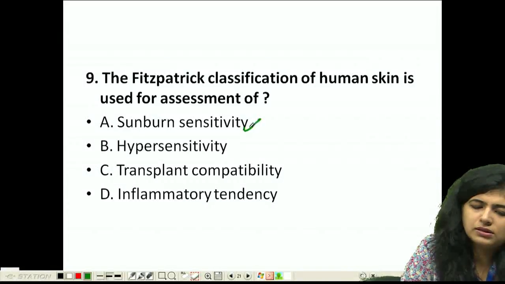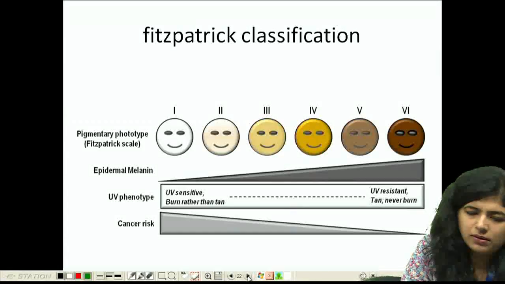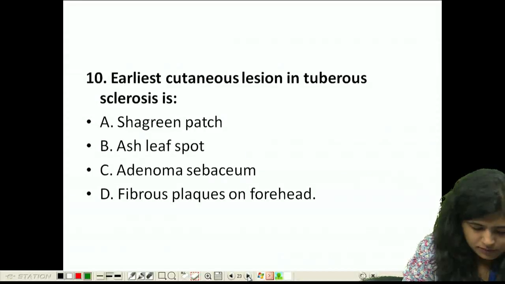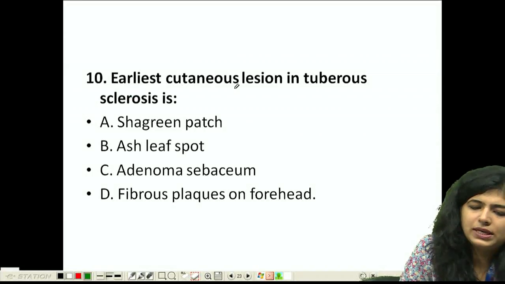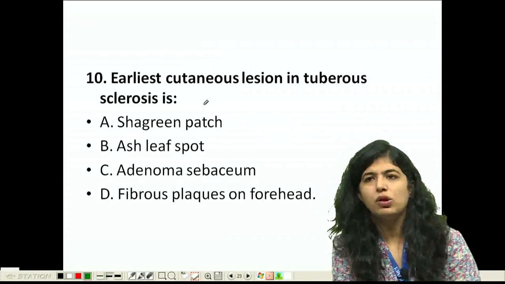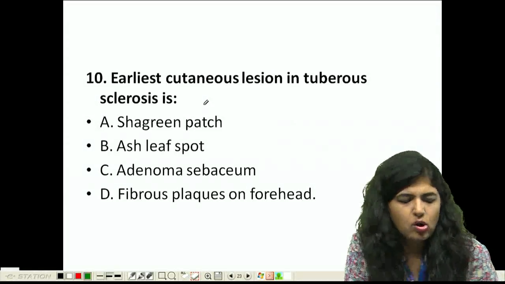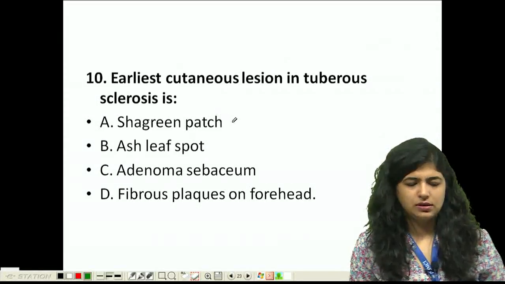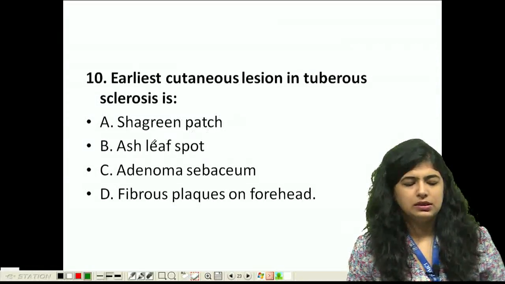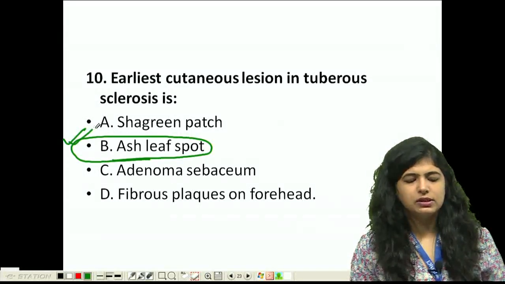Question number 9, the answer is A. Clear? Good. Moving on to the next question. Earliest cutaneous lesion in tuberous sclerosis is? What is the earliest? Means what will be the first lesion to appear? All these are found in tuberous sclerosis. This is found, this is found, this is found, this is found. But which is the earliest? This is the earliest. Ash leaf spot.